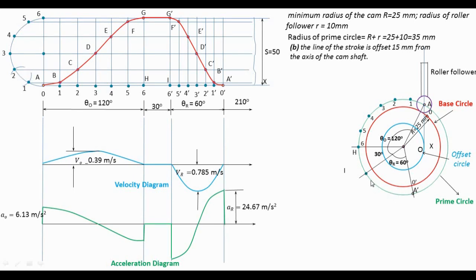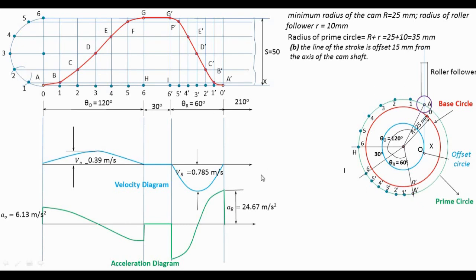You can take one part equal to 10 degrees. So this is actually 6 dash. Here 5 dash, 4 dash, 3 dash, 2 dash, 1 dash, and this is 0 dash. Okay. So finally we have divided the outward stroke and return stroke into 6 equal parts.